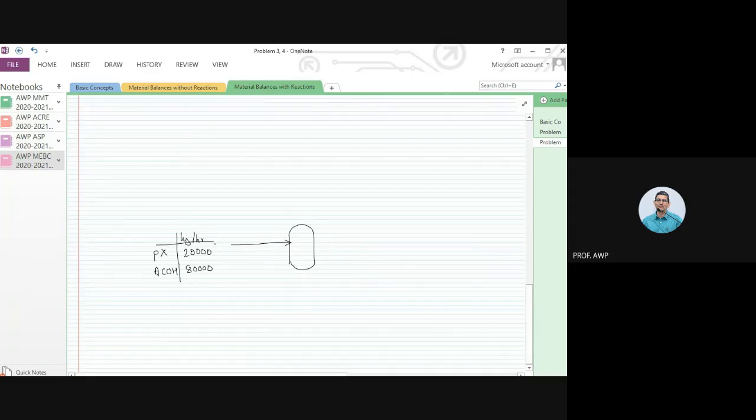Because we are going to talk about reactions, we also need to convert this into kilomoles per hour. We are not going to see the solution per se, we are only going to see how we are going to solve. So this you can calculate.